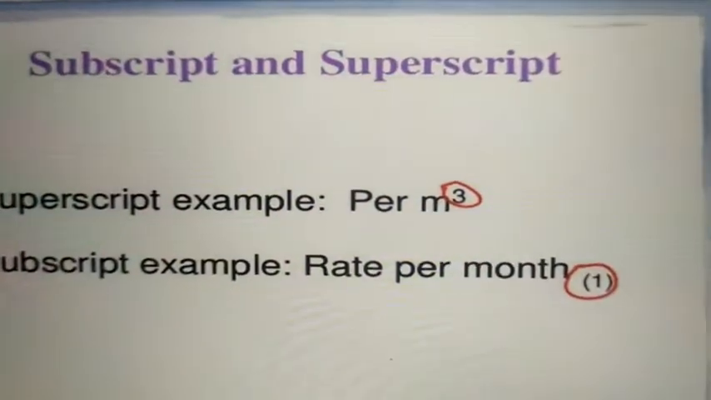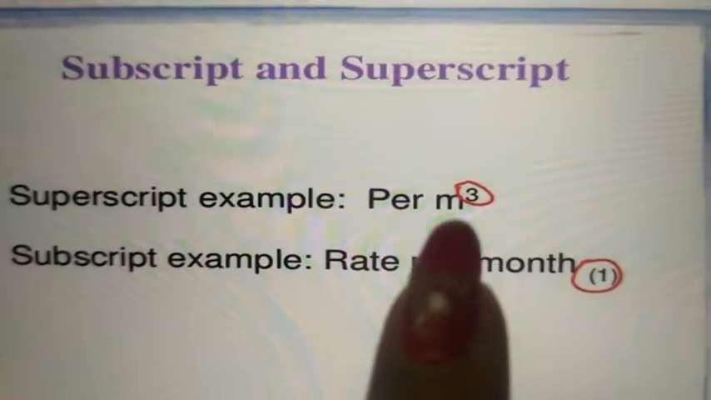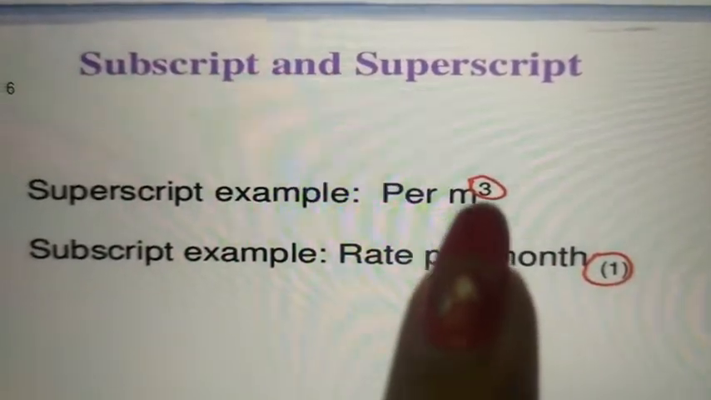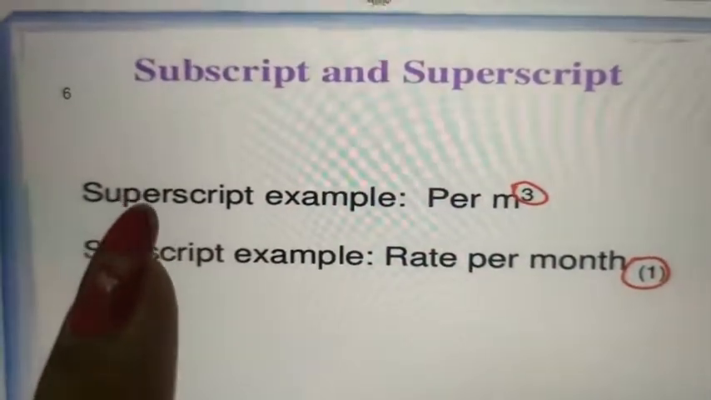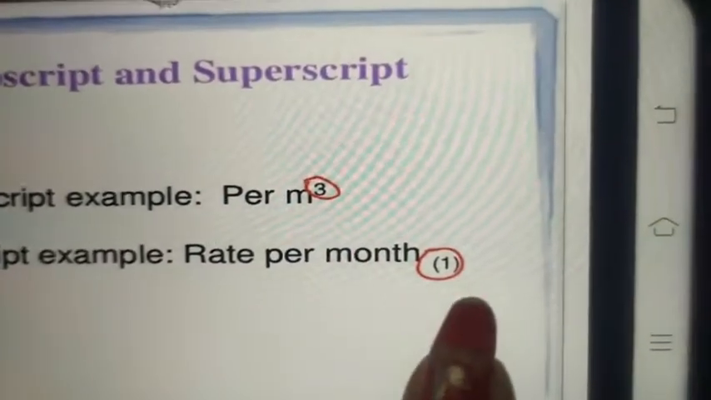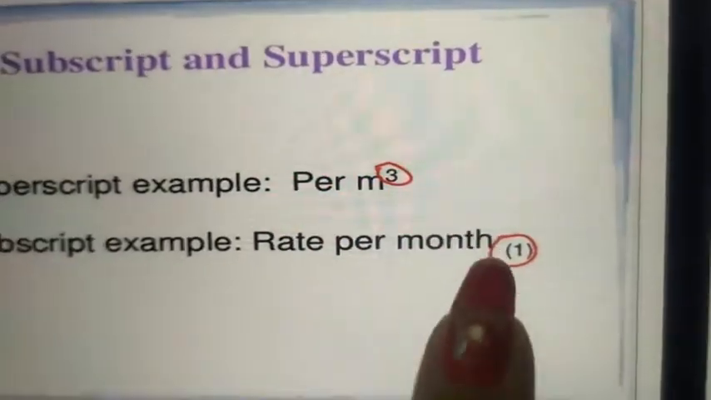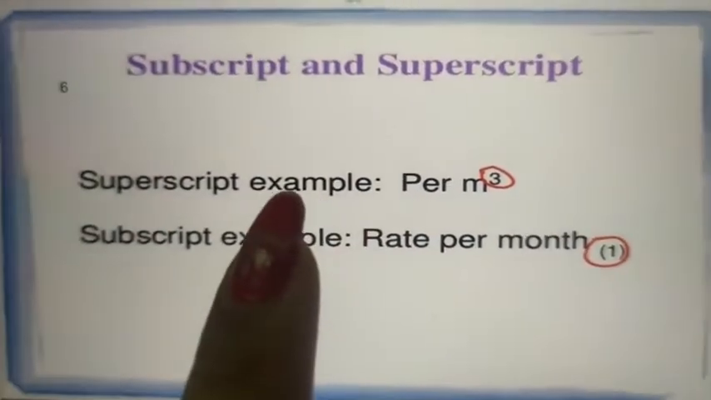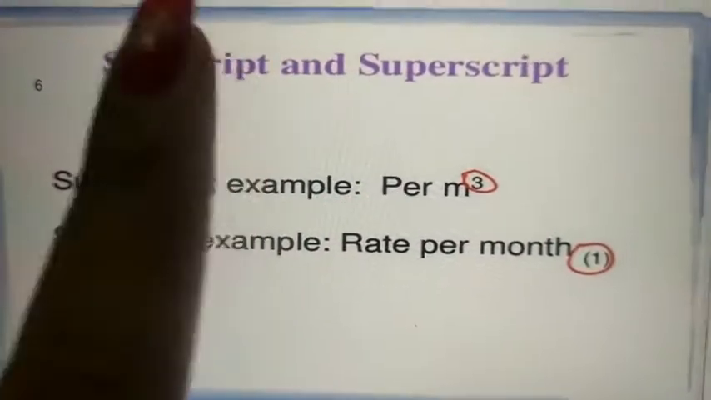Subscript and superscript. For example, suppose you want to write something like M with a 3 on the upper side, this is the superscript, and subscript is on the bottom side. So this is subscript and superscript.